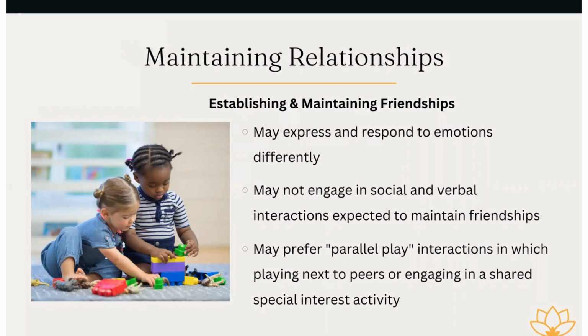So they may express and respond to emotions differently. There's kind of this prejudice stereotype that individuals on the autism spectrum don't empathize or understand how other people are feeling. But in reality, many times they tend to be very empathetic. They're just not sure how to express and respond to other people's expressions of emotions.